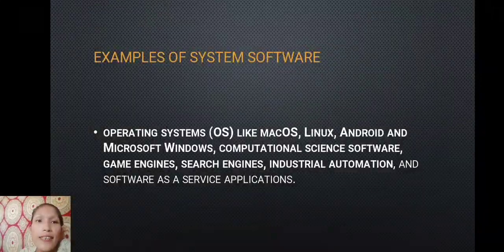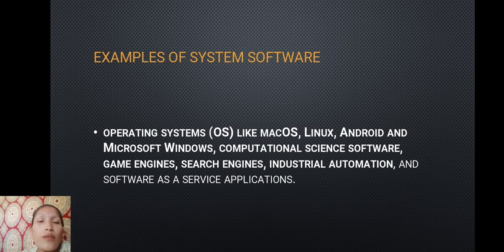Examples of application software are operating systems, OS like Mac OS, Linux, Android, and Microsoft Windows, then computational science software, game engines, then search engines, industrial automation, and software as a service applications. That is an example of our software.